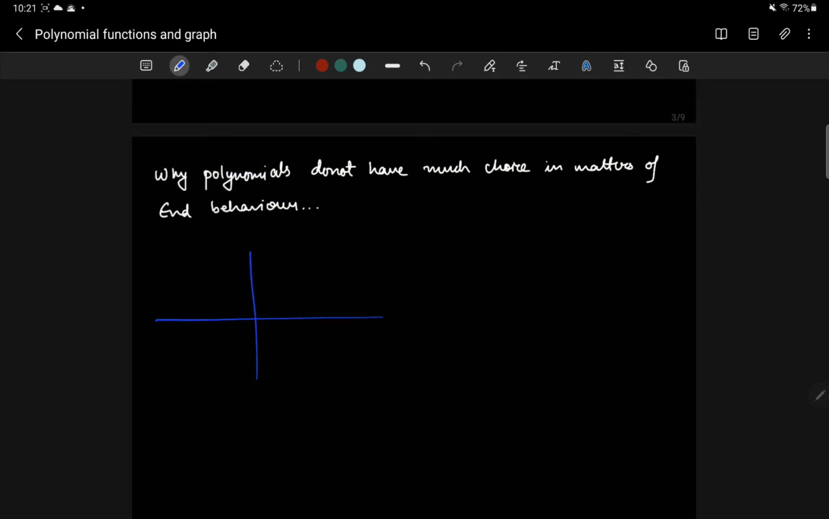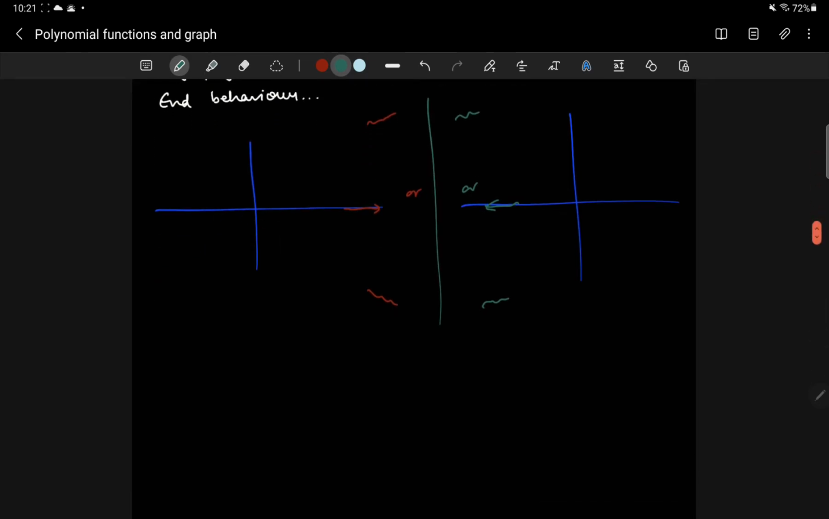Now what can happen? When x is a large positive number, you can either be somewhere up here, or you can be somewhere down here. Similarly, as x goes to negative, you can be somewhere up here or you can be somewhere down here. And then you have 2 times 2, 4 possible combinations.